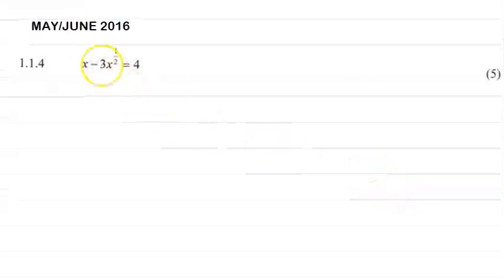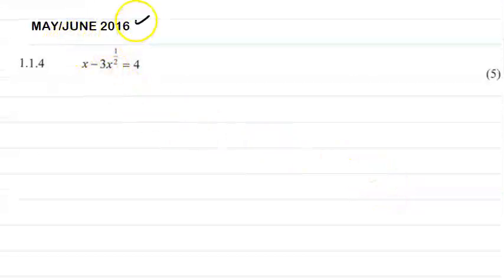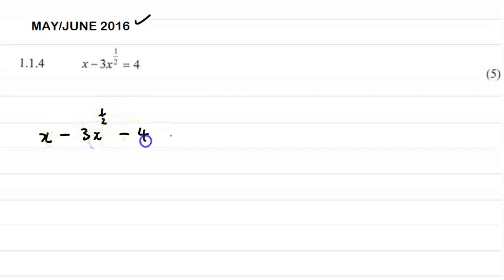The next question that I want to look at is from the May-June 2016 examination paper, and it reads as follows. We need to solve for x here. x minus 3x to the half equals 4. So if we look at this particular question, we can have the following: x minus 3x to the half minus 4 equals 0.